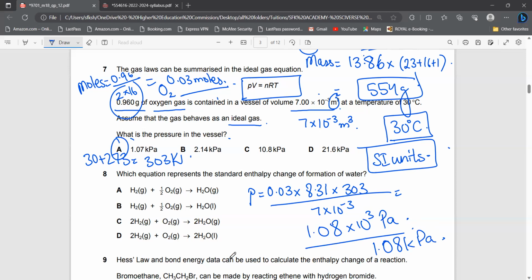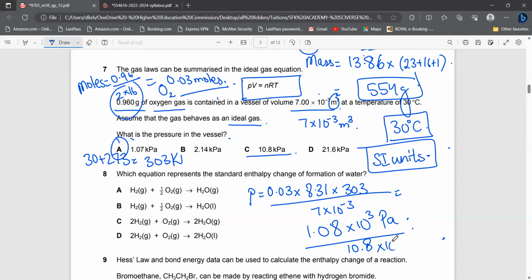Wait, that's not the correct answer. I think there's some calculation error because this is the answer, and yeah, we are getting this, but there's just some... Oh, wait. It's not 1.08. My bad. It's actually 10.08. Yeah, 10.8.